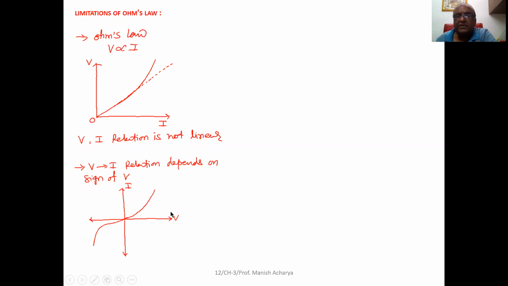a positive potential is applied, and if you increase the voltage, current also increases but non-linearly. A curved graph comes. But if negative potential is applied and if the voltage is increased, initially very slowly current increases, and then after a certain value of the voltage, all of a sudden current increases. So here we can say this thing, Ohm's law is not obeyed. Clear to all of you?